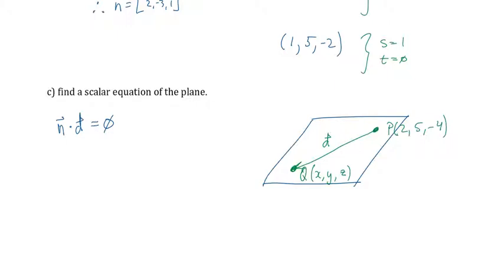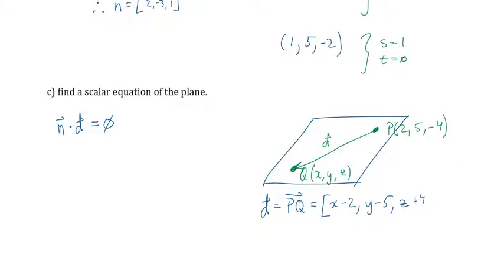Every time you use this trick, you don't have to do all this work. This is the explanation on why this trick works. y minus 5, and z minus negative 4. So we don't want a particular vector, we want a general vector. This is a vector from P to any point and all points in the plane.